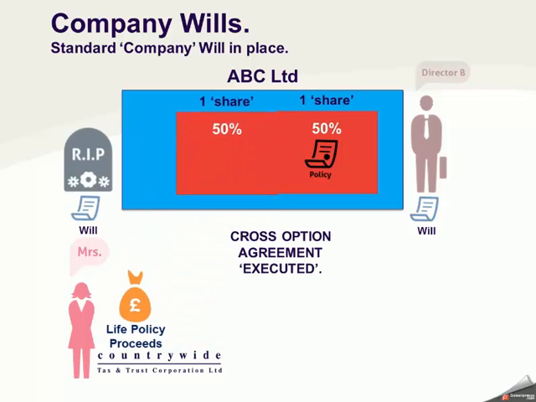The cross-option agreement is then executed, and now ABC Limited is actually only made of 1 share. When a business acquires its own shares, they are cancelled. So we now just have 1 share of ABC Limited, of which Director B is now the sole owner. As you can see, the life policy proceeds are now with the deceased spouse.